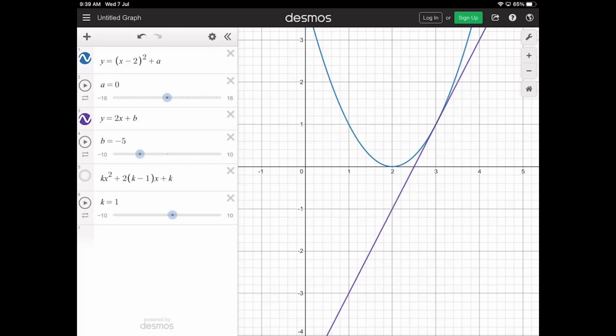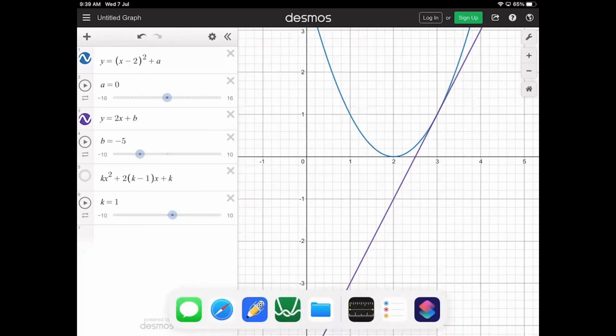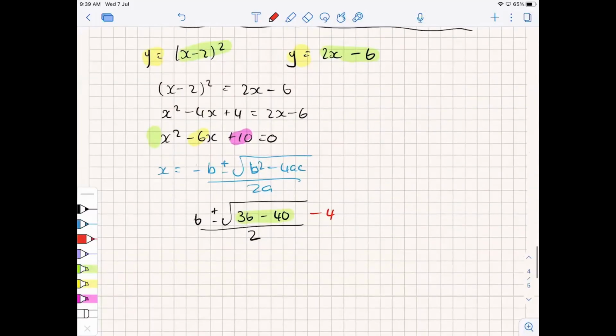So instead of having minus 6, why don't we do off to the side here? Let's imagine in this case we have (x minus 2) squared equal to 2x minus 5. That's the one where we visually saw that we had one solution. Let's see what the discriminant becomes, all right? So we're going to get x squared minus 4x plus 4 equal to 2x minus 5 this time. Minus 6x, and this time we're going to get plus 9 equal to 0.